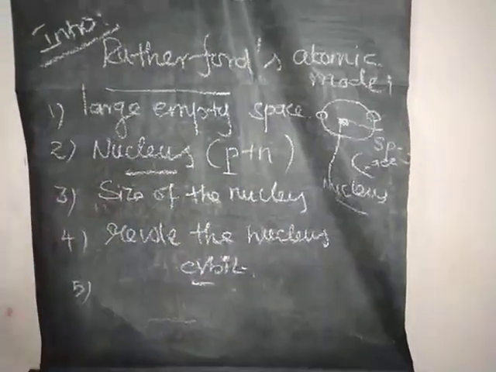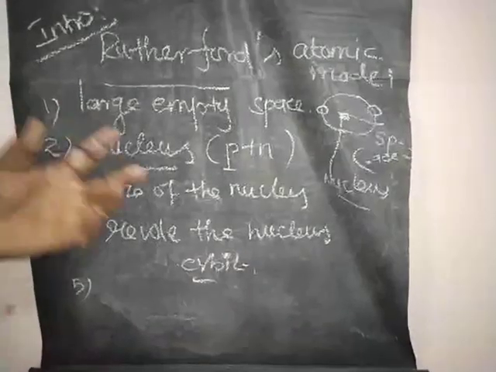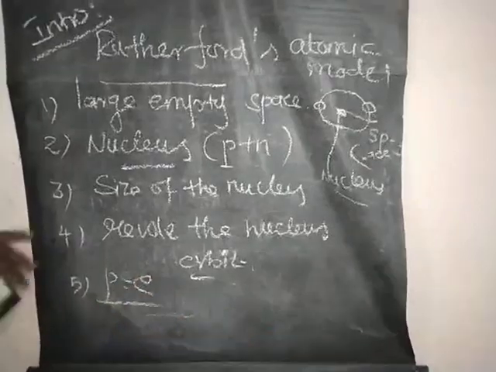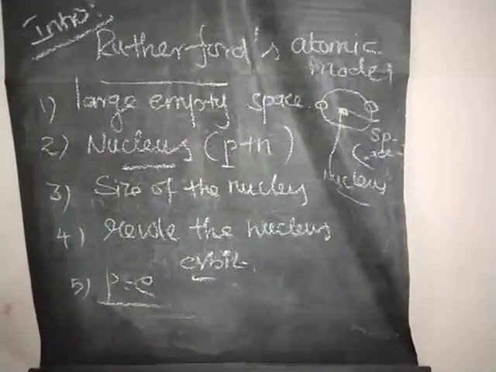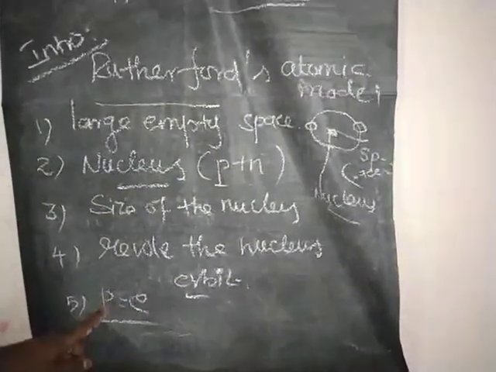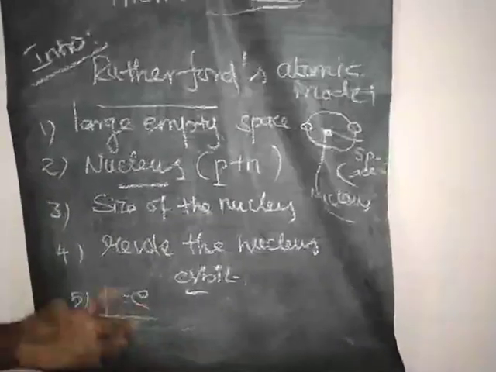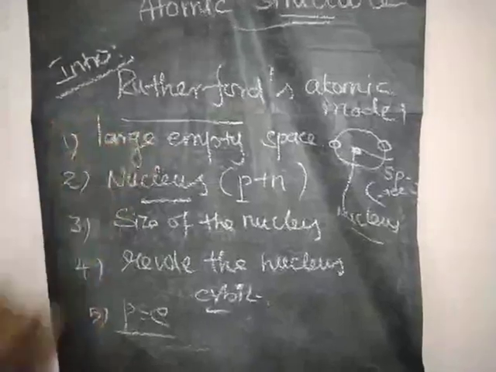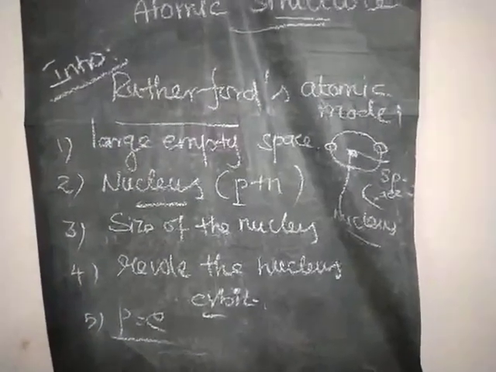Last one, the number of electrons is equal to the number of protons. Protons are equal to electrons, so the atom is a stable one. Only then does the atom become stable. These are all the points of Rutherford's atomic model.